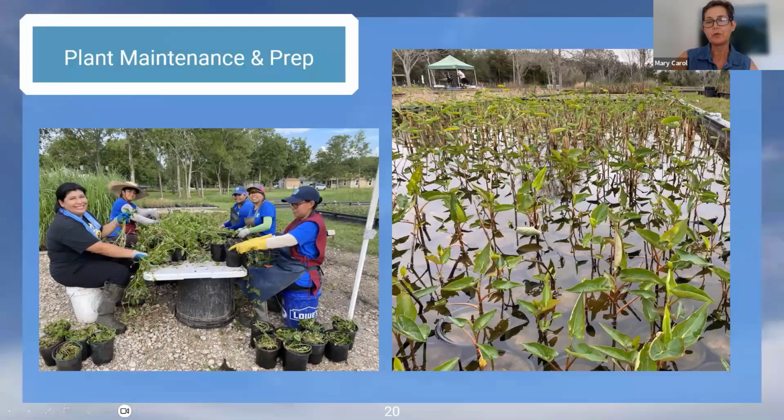Plant maintenance and prep. Once you get those things up, they need constant attention. On the right, you see new lizard tail. We try to keep the pots covered in water, because it does reduce the germination of bothersome weeds. And on the left, you see the crew working with something, I think that was creeping spot flower.